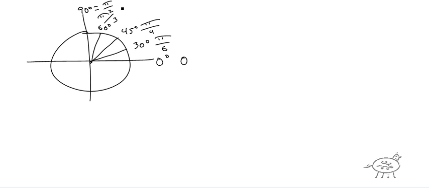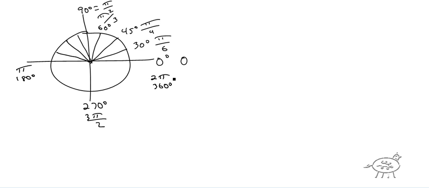And of course you can keep going here to all the other ones, but these are just reference angles. This one's going to be pi, which is 180 degrees. This is going to be 270 degrees, which is 3 pi over 2. And then you come back around here, of course, and we're going to get 2 pi, which is just 360 degrees.